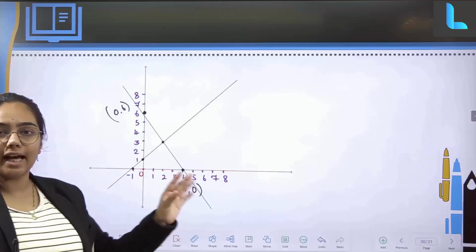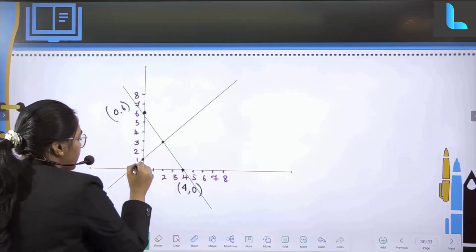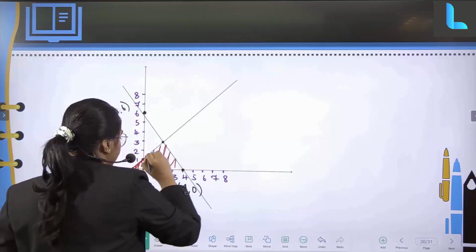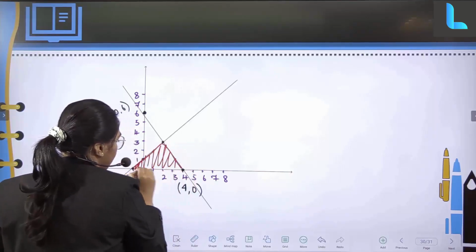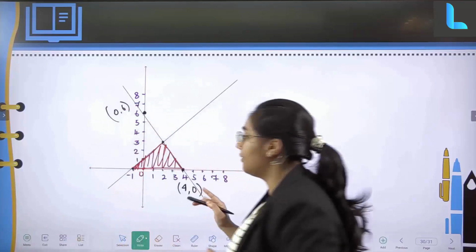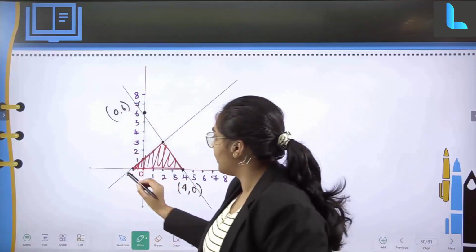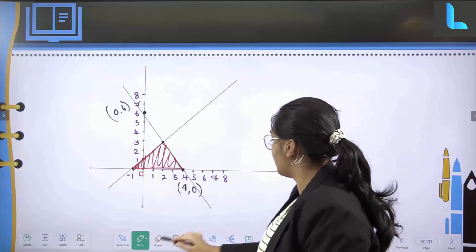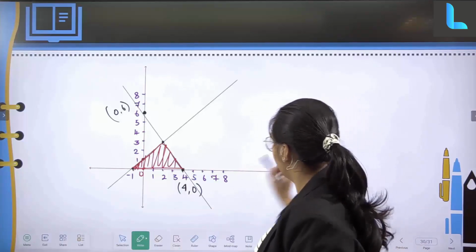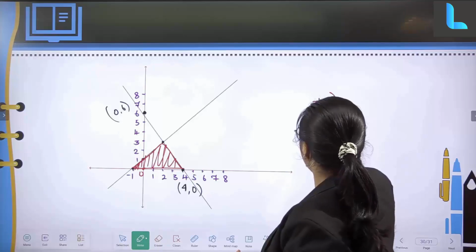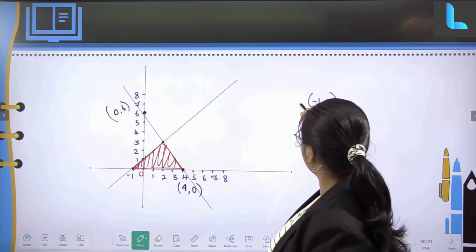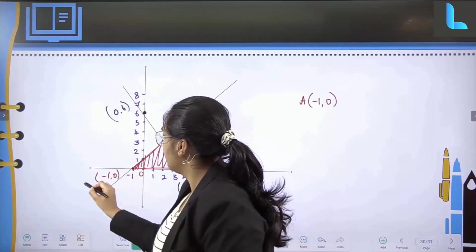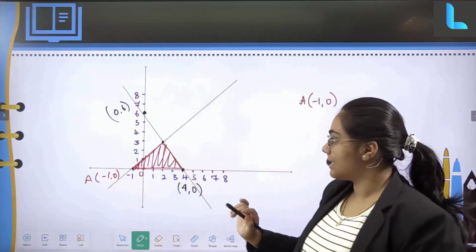So over here, what is it that they have asked? Shade the part which is the triangle first. So this is going to be my triangle. Over here, you have to write the vertices of the triangle. So what are the vertices of the triangle? Minus 1, 0 is my first point. So we will name this as A.